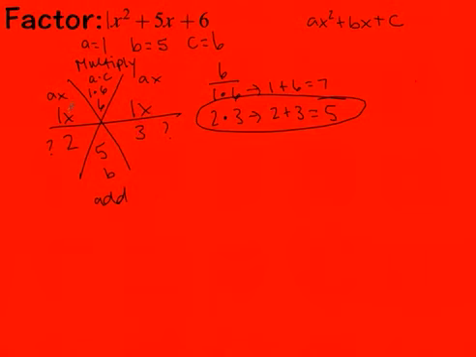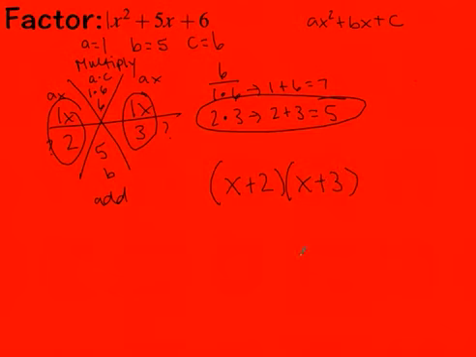Treat the sides as if they're fractions, so 1 over 2 and 1 over 3, and see if you can reduce. So we can't reduce 1 over 2. We can't reduce 1 over 3. So our answer is then going to be x plus 2, because it was a positive 2, times x plus 3, because it was a positive 3.